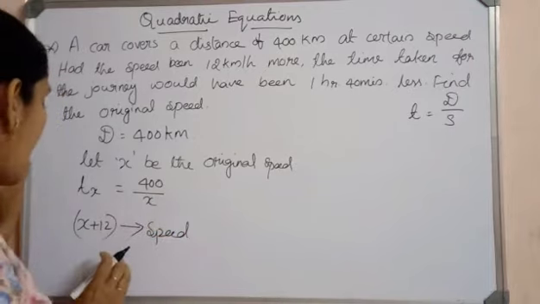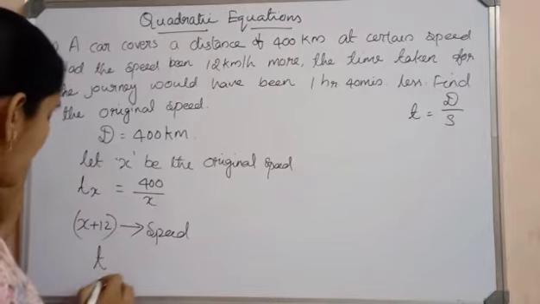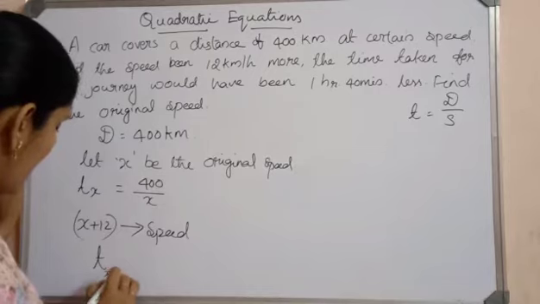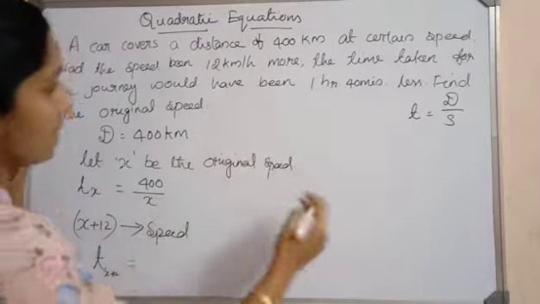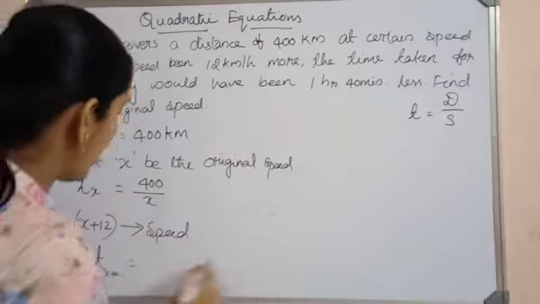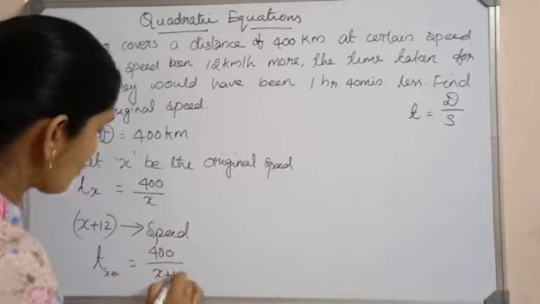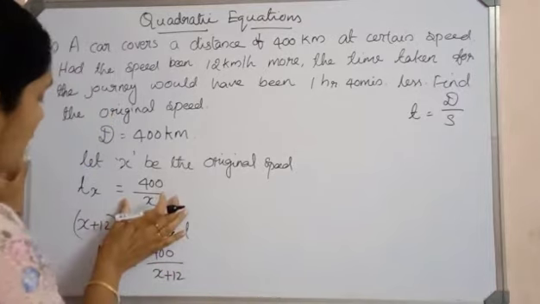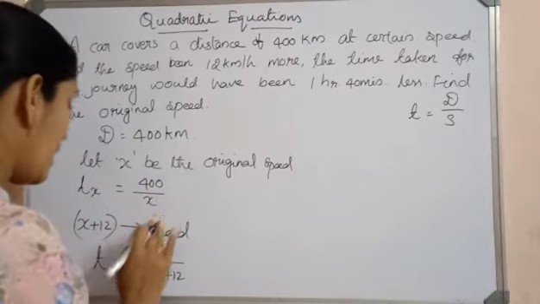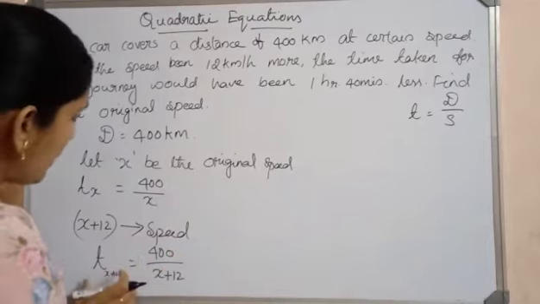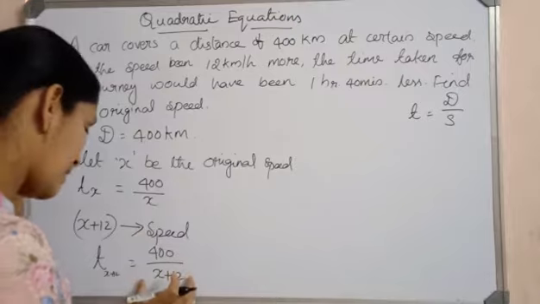And here in this case, let's find the time taken when the speed was x plus 12 kilometer per hour. That is again the same formula, distance by the speed. Distance is 400 kilometers by the speed x plus 12. So in the first case, the time taken was 400 by x since the speed was x kilometer per hour. In the second case, the speed is x plus 12 and the time taken is 400 by x plus 12.